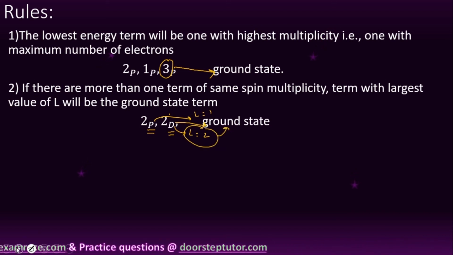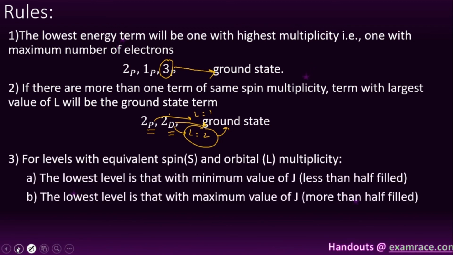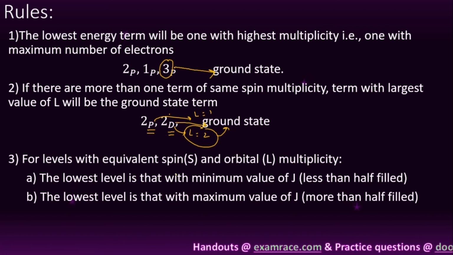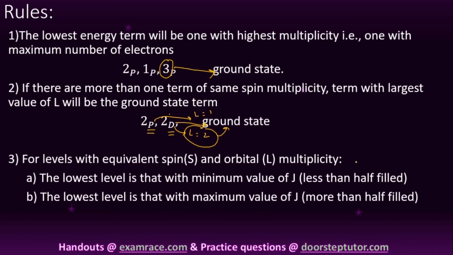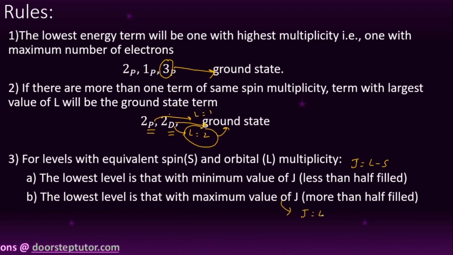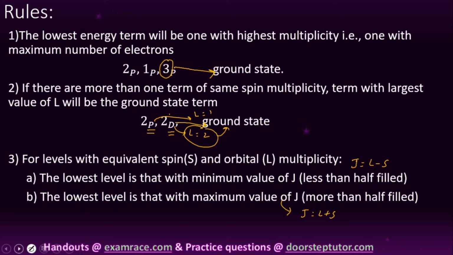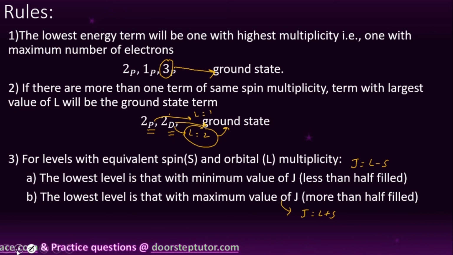Then we will move to rule number 3. For levels with equivalent spin angular momentum and orbital angular momentum, we have two cases. One is that the lowest level is the one with the minimum J value, which means less than half-filled, where J is equal to L minus S. For more than half-filled configurations, you consider J is equal to L plus S. This is the way to determine the ground state term symbol using these rules. These rules were proposed by the scientist Hund. They help to determine the ground state term symbol for various configurations.